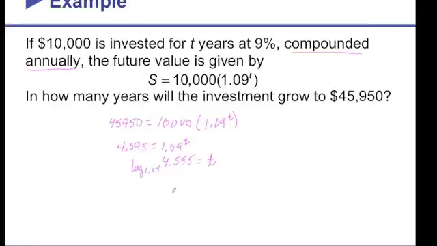Well, how do we do this? We know the change of base formula. Log of 4.595 divided by the log of 1.09. Grabbing my calculator, I find out this is about 7.69.